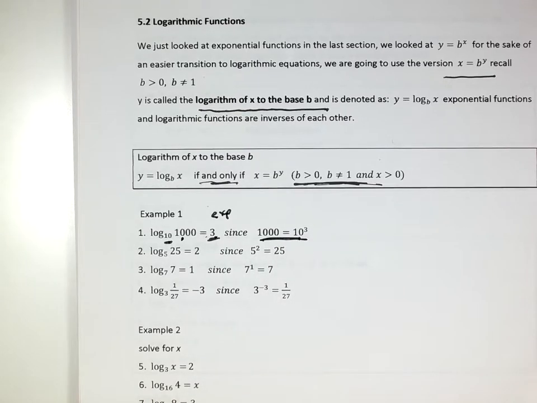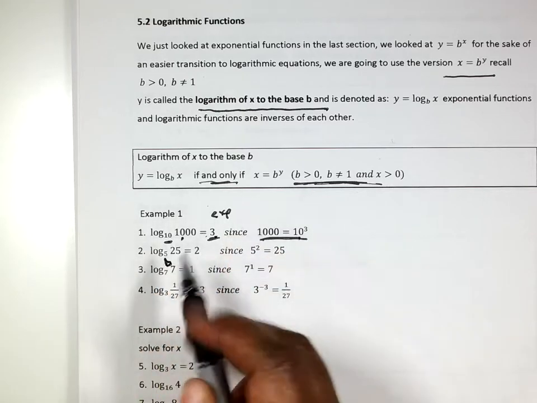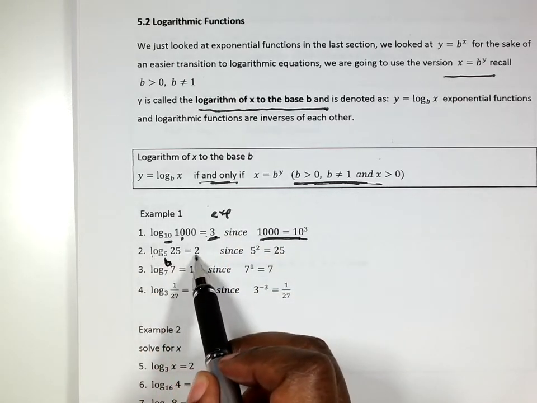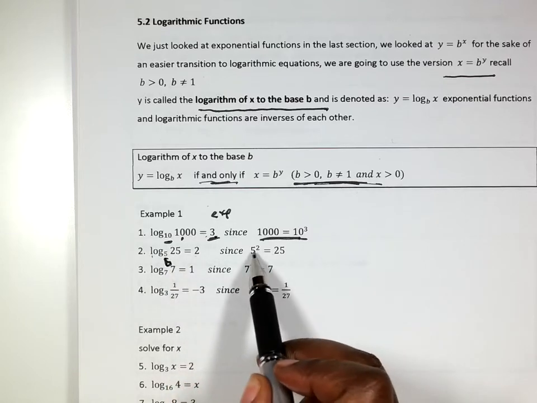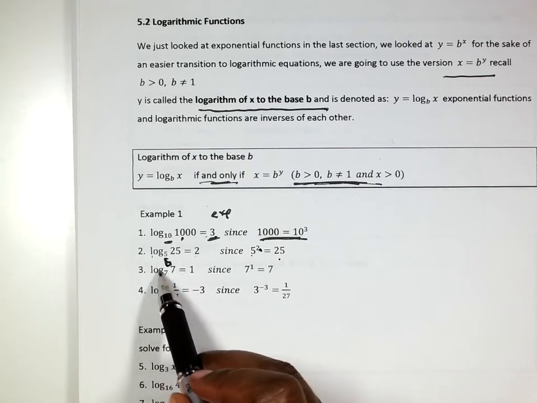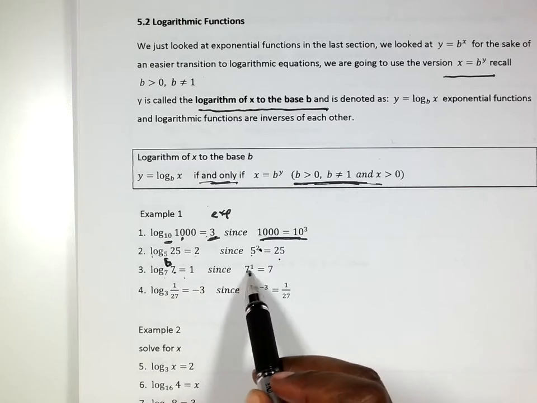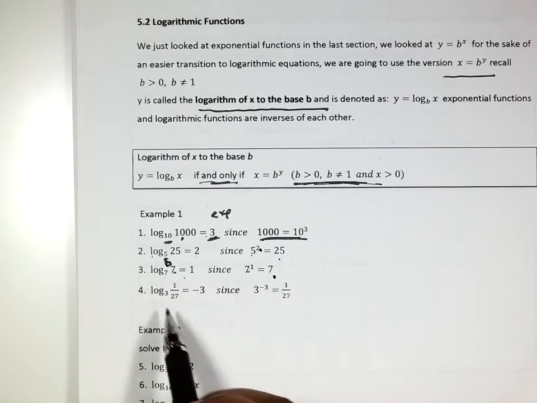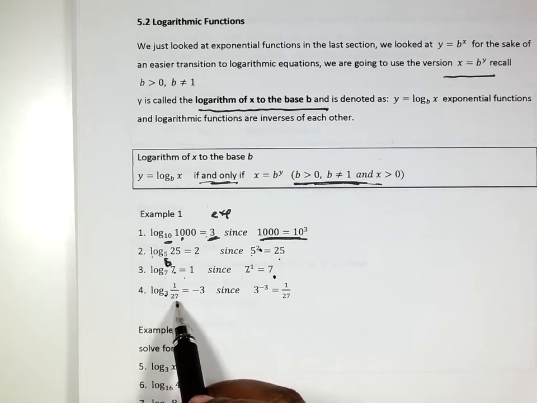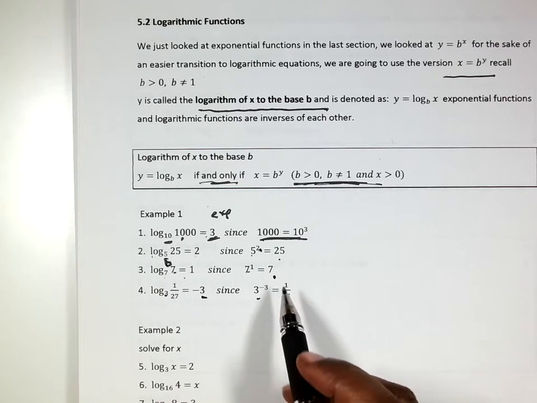So we're going to have to be able to go back and forth between exponential and logarithmic functions. And it's important to understand that this is always the base. So log base 5 of 25 is equal to 2 because 5 to the second power is equal to 25. Here I have log base 7 of 7. It equals 1 since 7 to the first power is equal to 7. And log base 3 of 1 over 27 is equal to negative 3 because 3 to the negative 3 power is equal to 1 over 27.